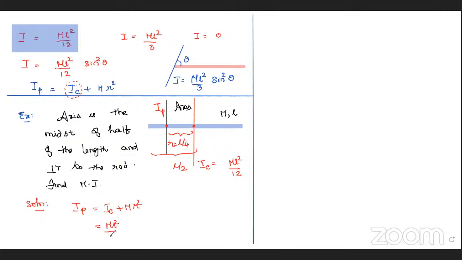ML square by 12 plus MR square, with R as L by 4 whole square. Then you take ML square common: 1 by 12 plus 1 by 16, since 4 square is 16. 12 and 16, the LCM is 48. After taking the LCM, this is equal to 7 ML square by 48.